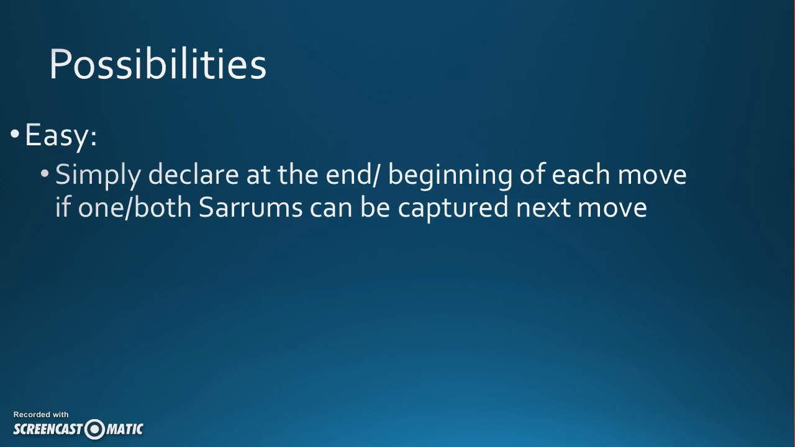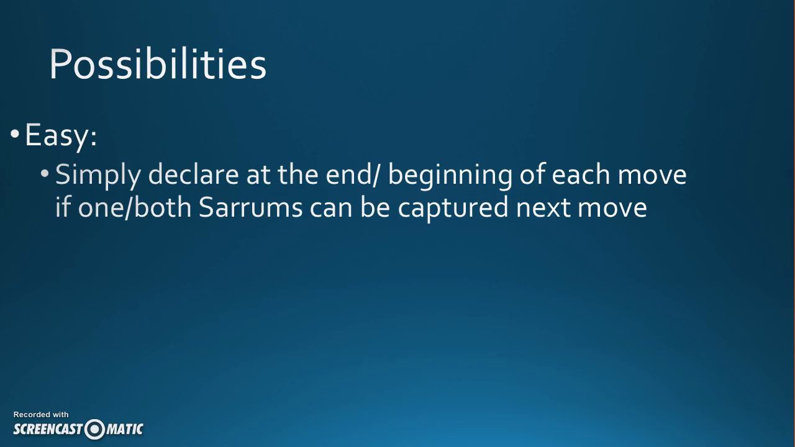Possibilities. The one we're going to look at is the easy one, and that's simply declare at some stage if the Sarrum can be captured. And the one we're going to look at is specifically at the start of your move. If your Sarrum can be captured the next move, you get a warning, nothing else.